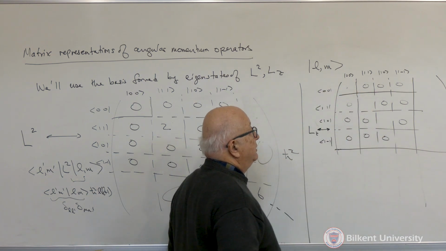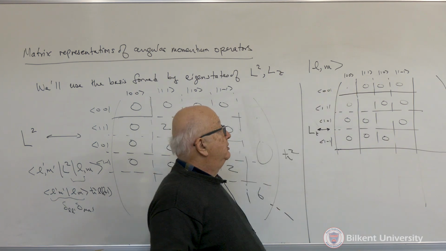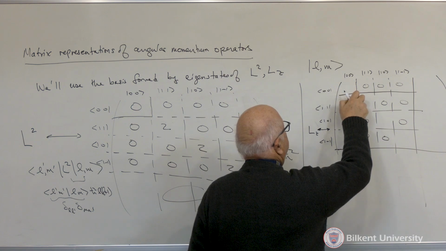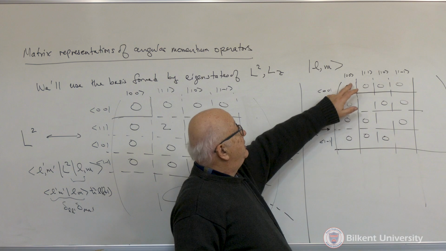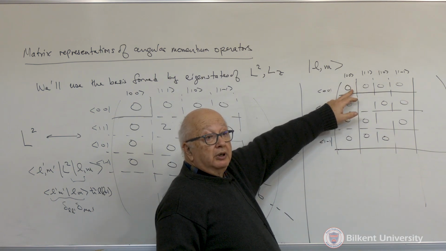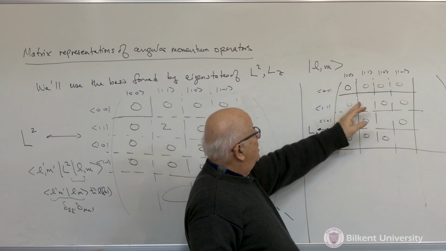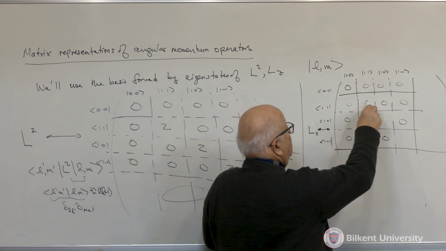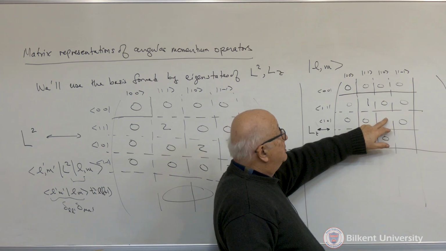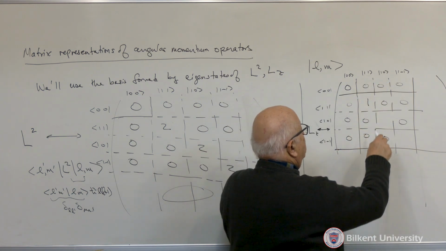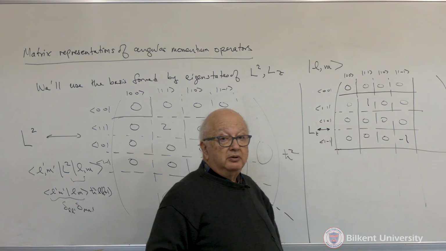So tell me what these things are. What's over here? 0, 1, 0, minus 1. Slowly, so that I can grasp it. So this is 0. Why? Because LZ is 0, it corresponds to M equal to 0. Here, M equal to 1, so I'm going to get 1 h bar. Here, I'm going to get 0 h bar. And here, I'm going to get minus 1 h bar.